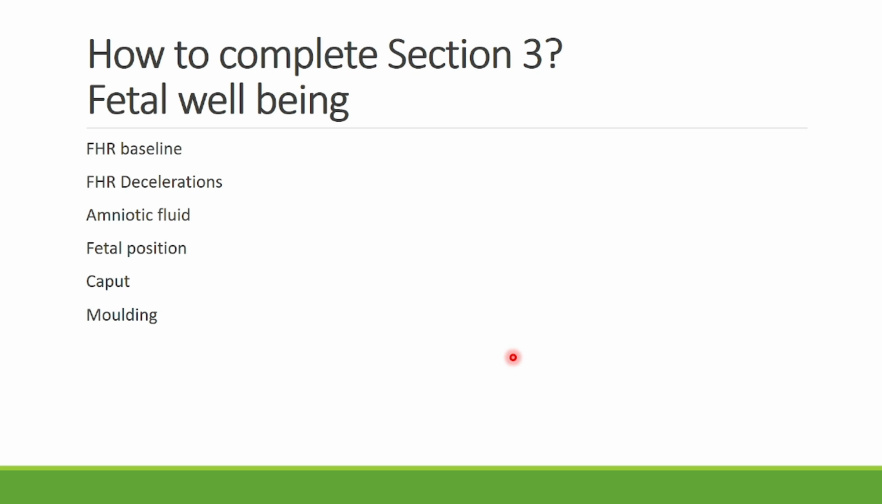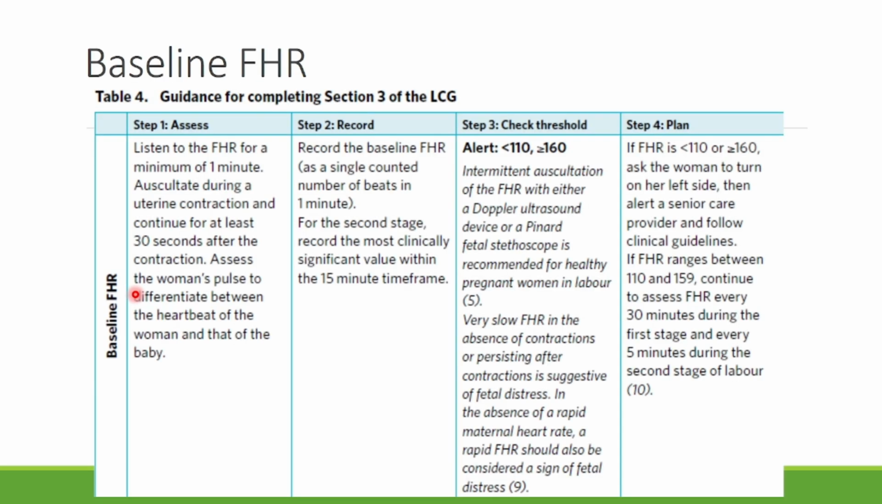What about section 3? Section 3 covers the fetal heart baseline, any deceleration, amniotic fluid, fetal position, caput, and molding. Here, first we assess and listen to the fetal heart, and we should continue after the contraction for 30 seconds or even 1 minute if there is any suspicion of abnormality. Record the baseline fetal heart and record whether it is normal or not. And the frequency of fetal heart monitoring is every 30 minutes, not every 1 hour.